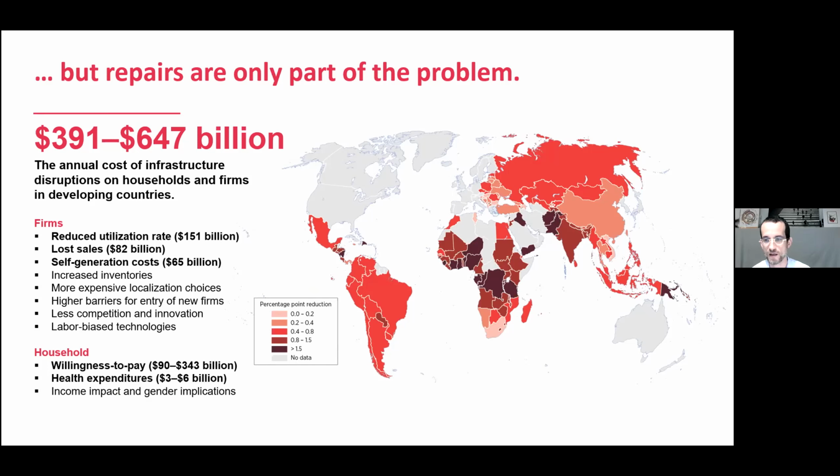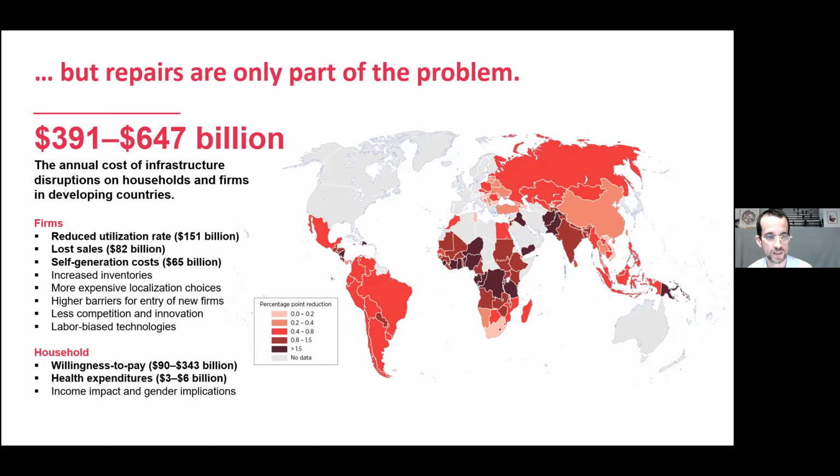And this is based mostly on the World Bank Enterprise Survey, where we have 140,000 firms in 140 countries reporting on infrastructure disruptions and how it affects their business. And also we did some empirical analytics connecting performance of firms with the disruptions. We highlighted a few big buckets here.